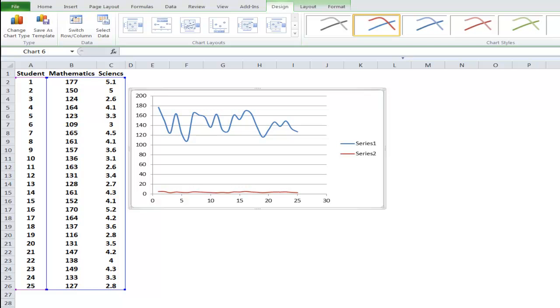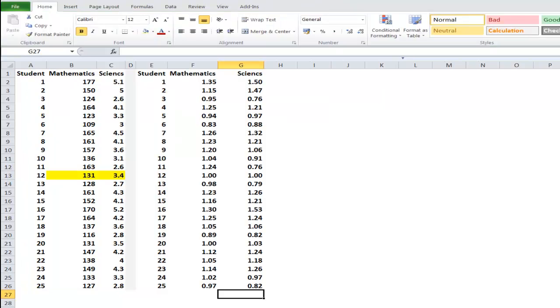So what we'll do is duplicate this set of results. Just put them over here for a second, and then I'm going to pick any point along here, any student number. Take row 13, for example. Now, in mathematics, this student got 131. I'm going to make that equal to 1. So if I divide 131 by itself, I get 1. So here it is here.